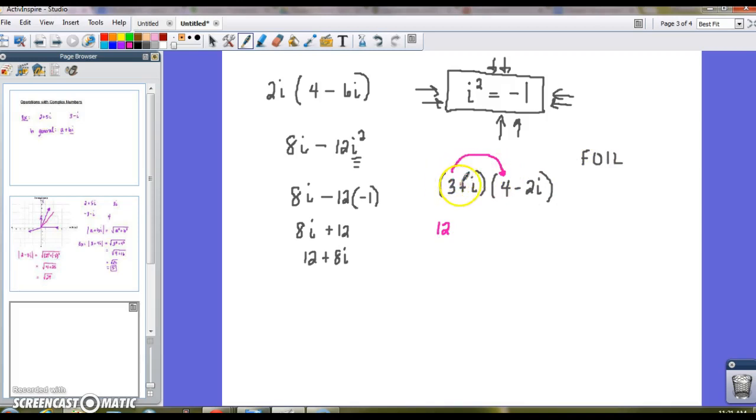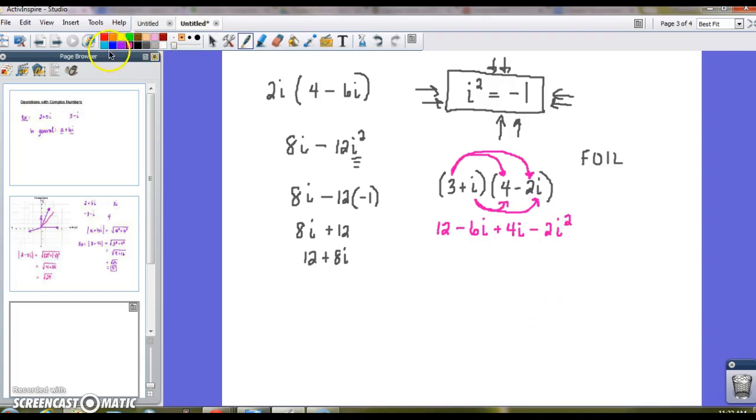Multiply your outside terms. You have 4 terms here. 1, 2, 3, 4. Multiply the outside terms together. So 3 times negative 2i is just negative 6i. I stands for, in FOIL, that's the inside term. So i times 4 is 4i. The L is your last two terms. So you have i and negative 2i. So that gives you negative 2i squared.